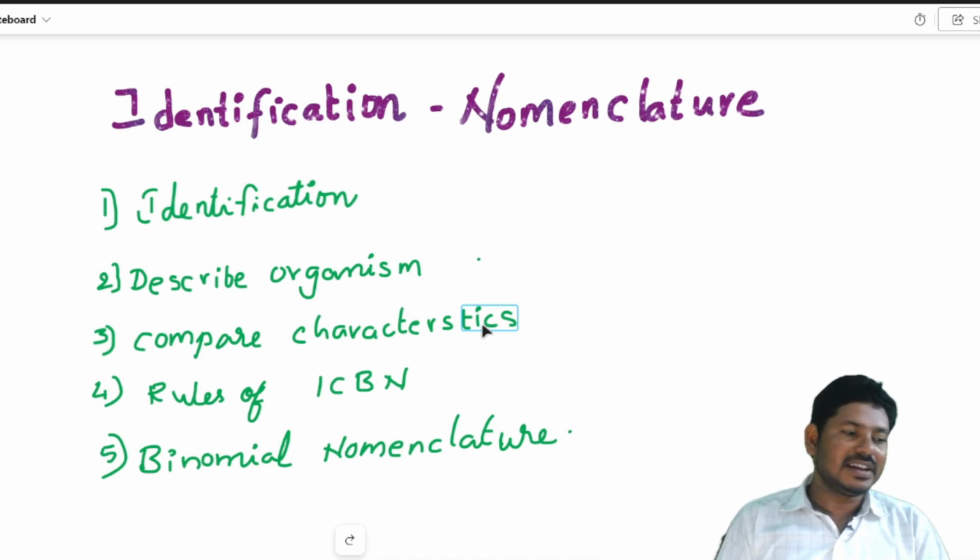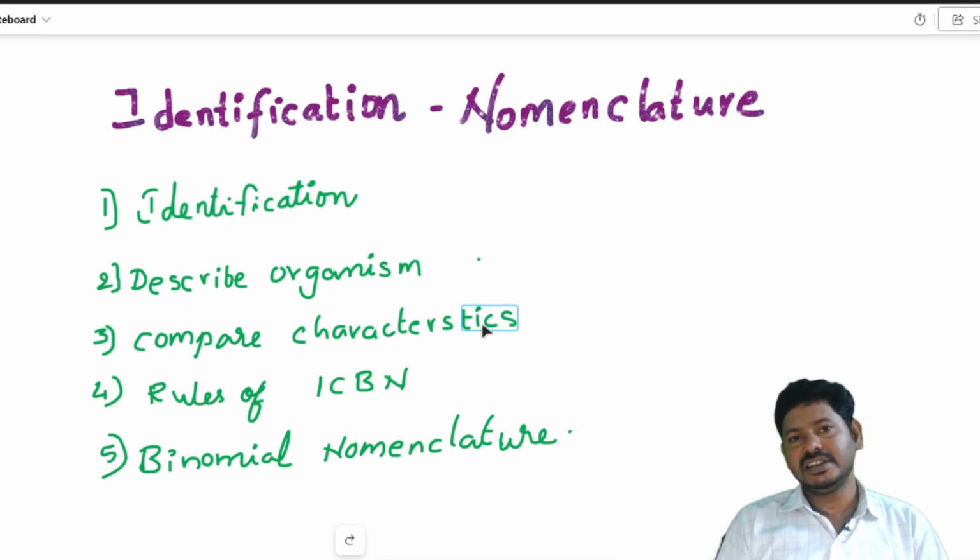Identification, describe the organism, compare the characteristics, rules of ICBN, binomial nomenclature. I will sing again so you can easily remember these 5 steps. Okay? Identification, describe the organism, compare the characteristics, rules of ICBN, binomial nomenclature.